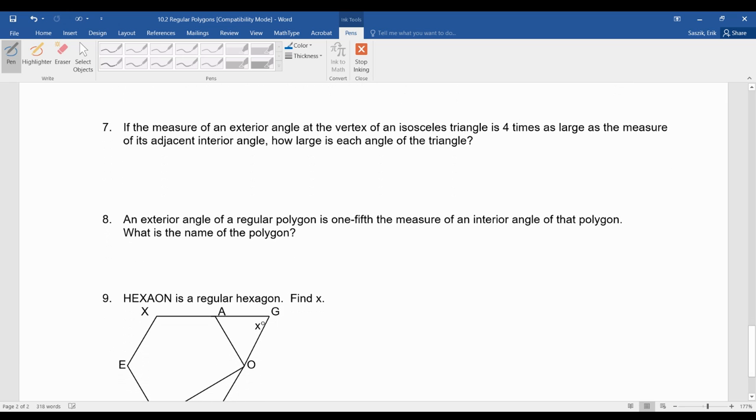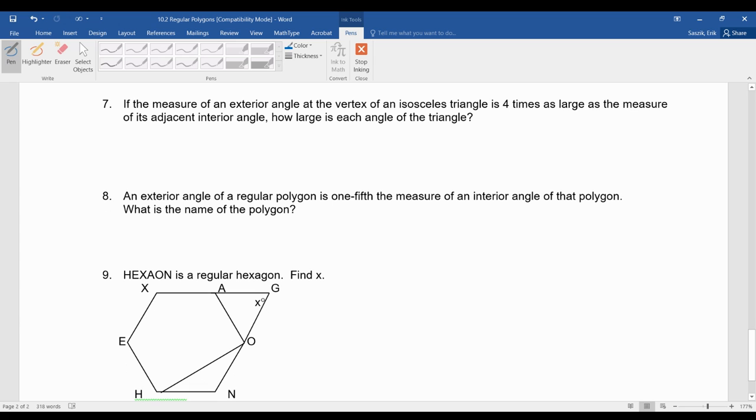If the measure of an exterior angle at the vertex of an isosceles triangle, so remember it's at the vertex. So let's say we have a triangle like this. If the measure of an exterior angle is 4 times as large as the measure of the angle, so if I call this one x, we're saying this is 4x. Okay. How large is each angle of the triangle?